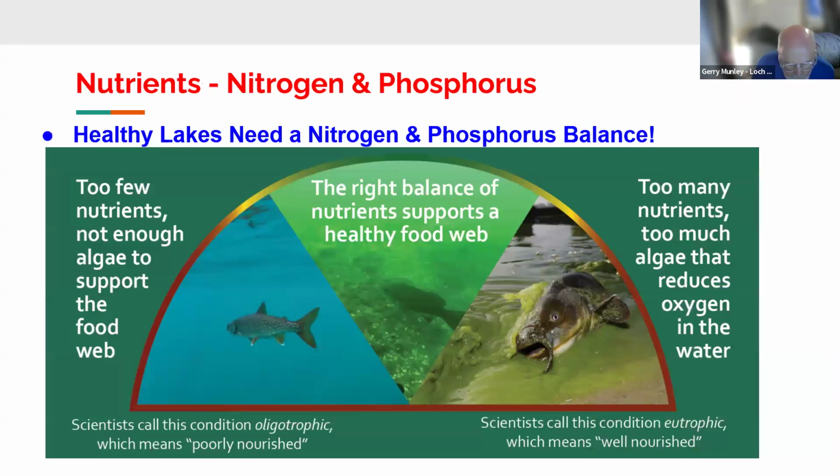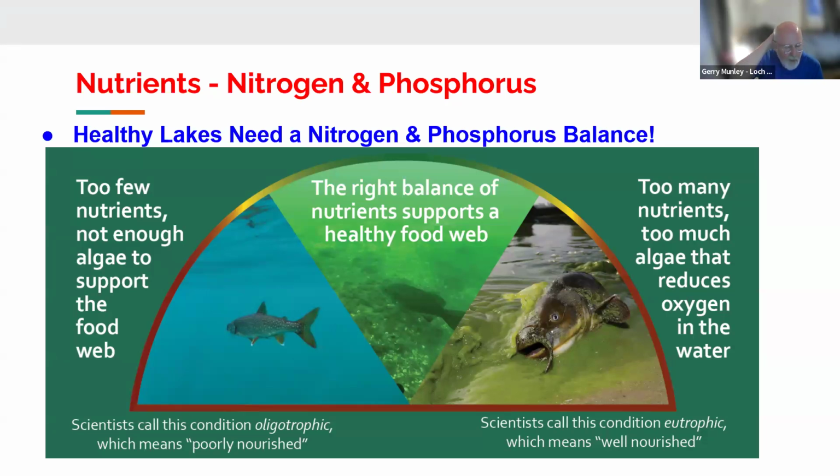So now we're going to talk about nutrients, and this gets a little bit complex. But ultimately, what we want is some kind of a balance. We need to have nutrients. So there's a positive and negative to nutrients. If you have too few nutrients, like nitrogen and phosphorus, that's not enough for algae to support the food web. If you have too many nutrients, you could have too much algae. It can reduce the oxygen in the water, and it could be overly nourished, or well-nourished, eutrophic lakes.